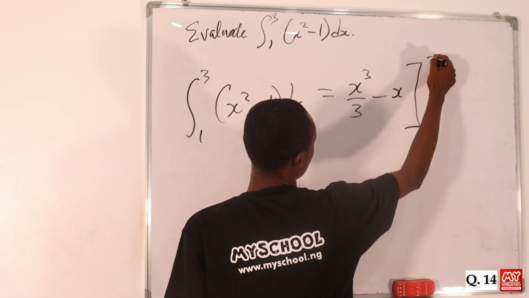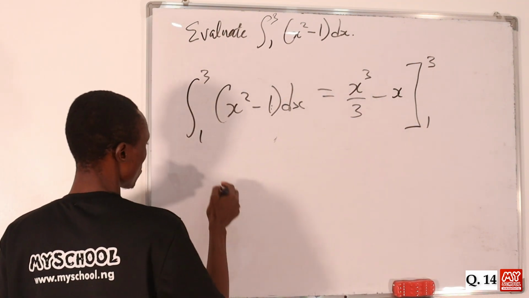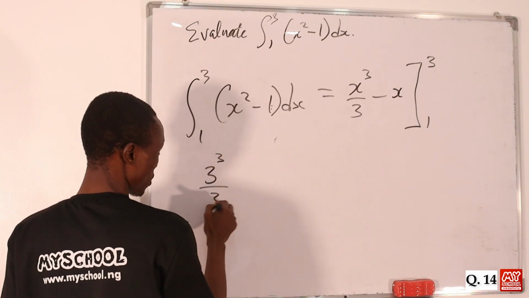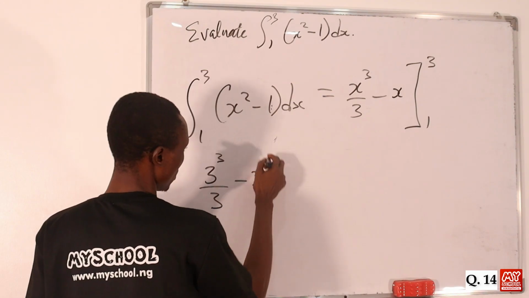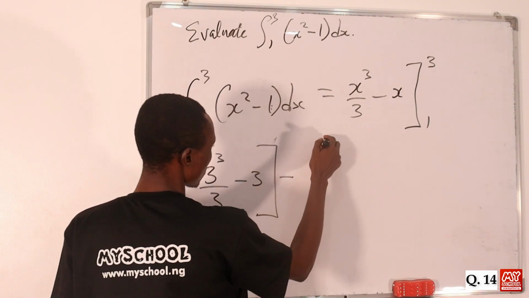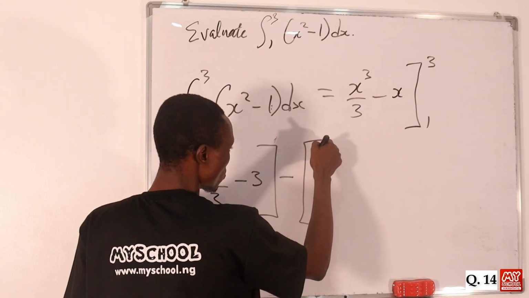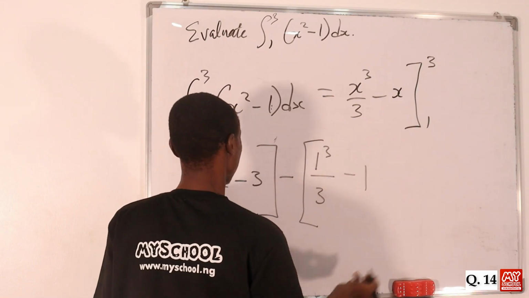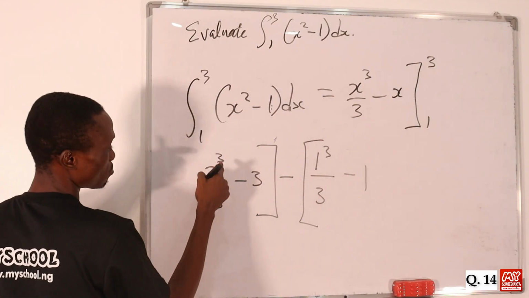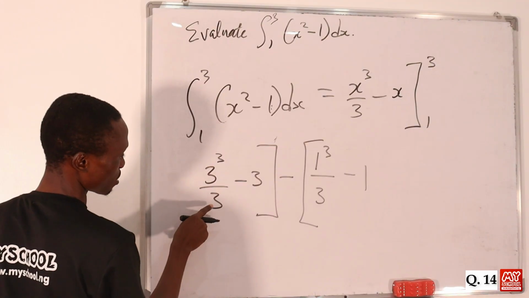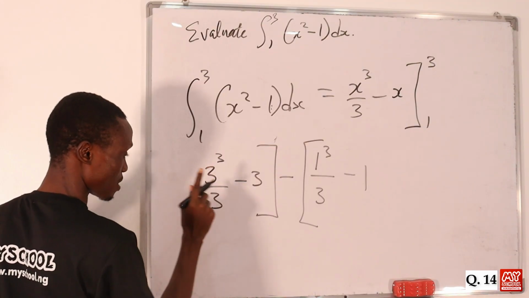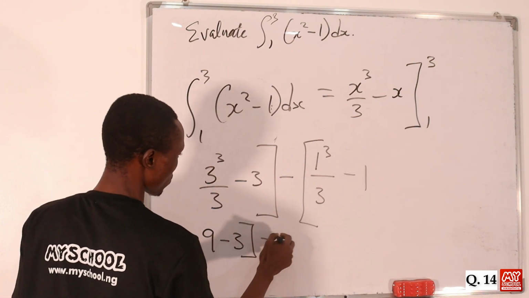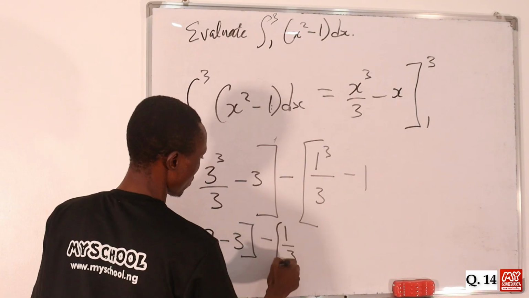So this is our limit, 3 and 1. Let's fix it. Here we'll be having x raised to power 3 all over 3 for the upper limit, then minus 3 in brackets, then minus, so let's go for the lower limit now. You'll be having 1 raised to power 3 all over 3 minus 1. Then we can close the brackets. So 3 raised to power 3 is 27, and 27 divided by 3 is 9. So you'll be having 9 minus 3 in bracket, then minus 1 all over 3 minus 1.